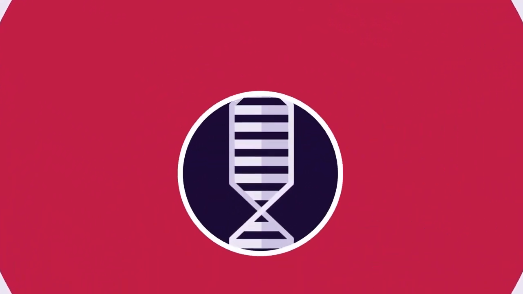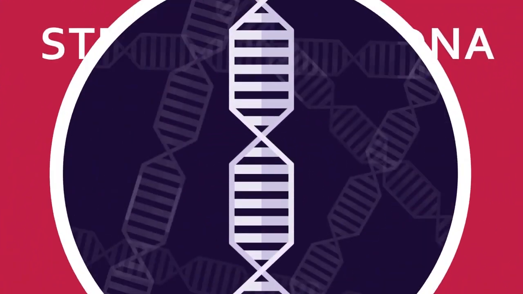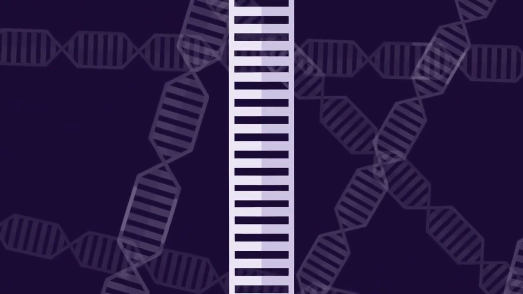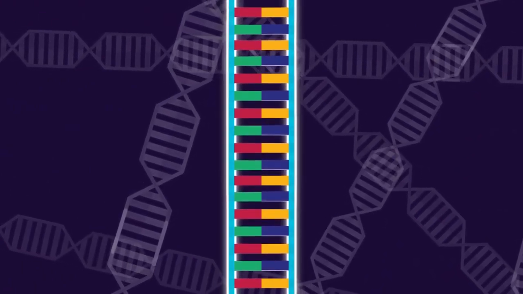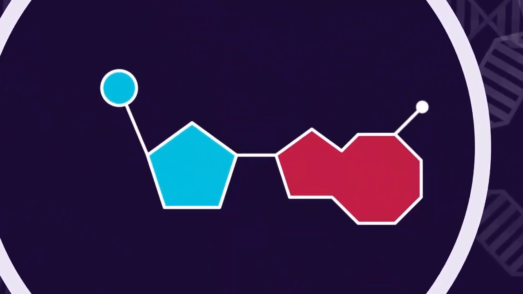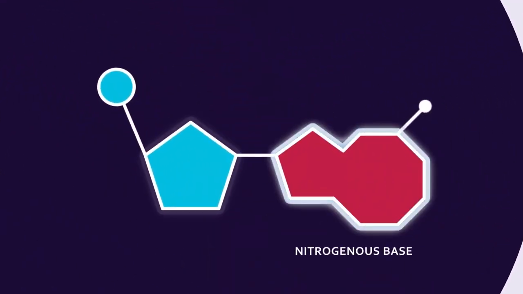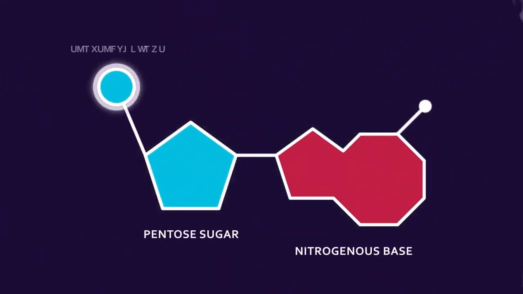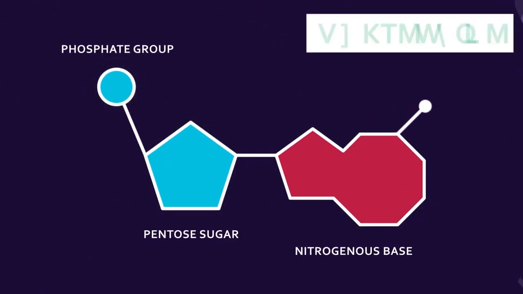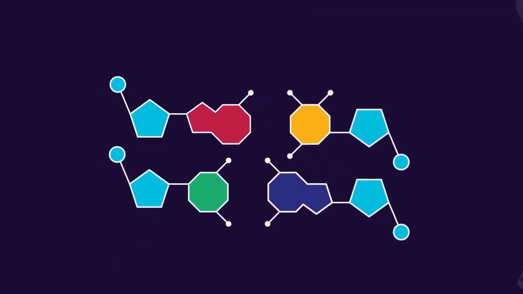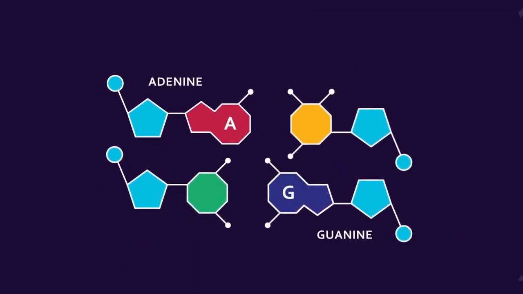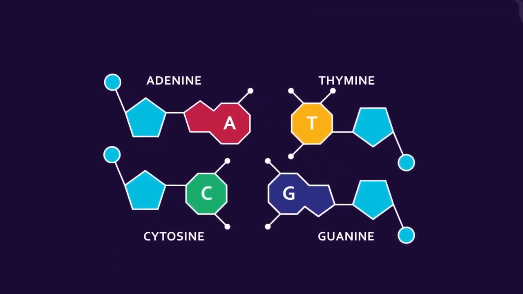Now let's talk about the structure of DNA. Think of DNA structure as a ladder whose rungs are made up of different bases and sides as sugar phosphate. Each composition of this nitrogenous base, pentose sugar, and phosphate group is called a nucleotide. The nitrogenous bases are of 4 different types: adenine, guanine, cytosine, and thymine.